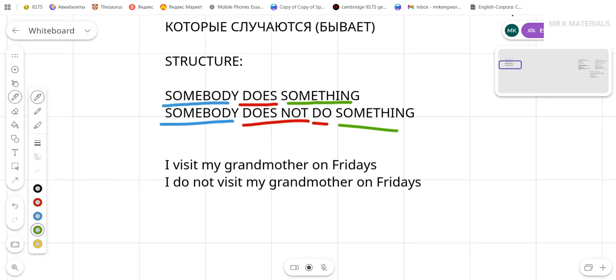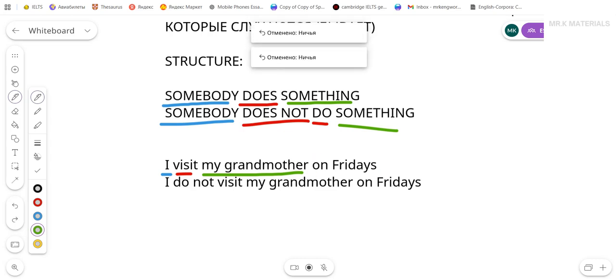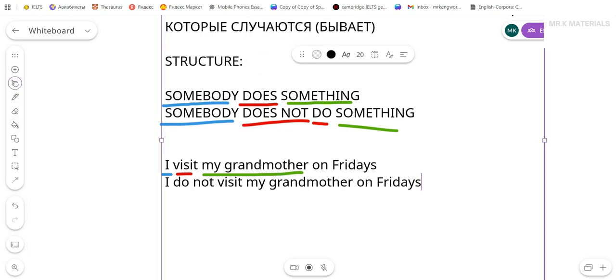Now let's look at the structure. So where is the subject? We have I, that's the subject. Then I have my verb, visit, and then who do I visit? I visit my grandma. That's the object. It receives my action. And this is not important, it's just additional info here. Okay, the same is down here. And now I want to show some variations here.